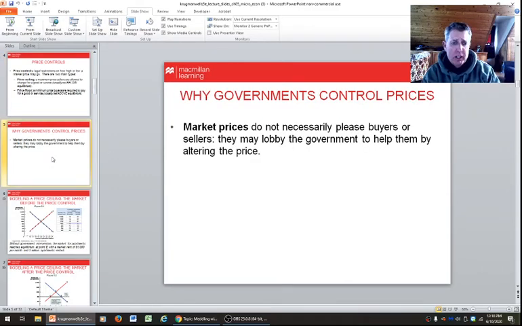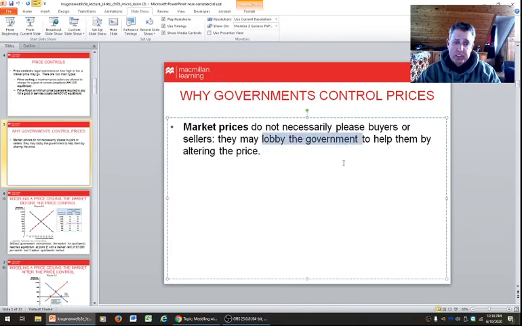Market prices do not necessarily please buyers or sellers. They may lobby the government to help them by altering the price, right? This is when you get into something other than free market. This is when you say, well, capitalism failed in the healthcare system. Well, it turns out that's not even remotely true.